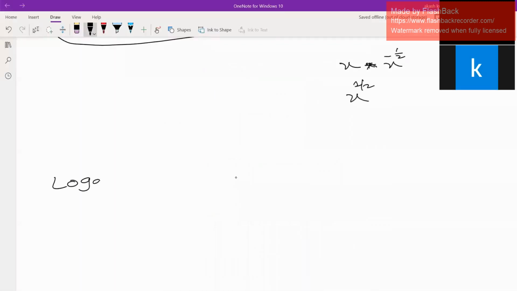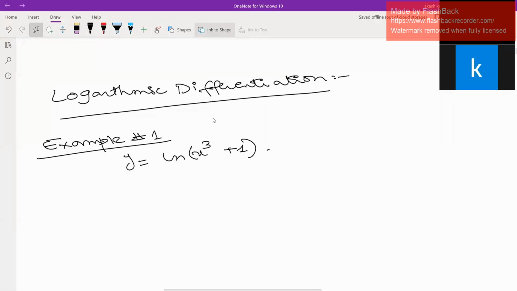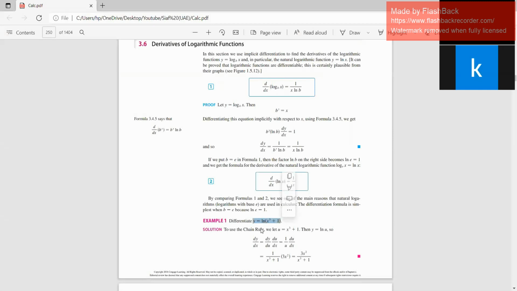Logarithmic differentiation. Example one: we have to differentiate the function y equals to ln of x cubed plus 1. Looking at the function, we come to know that it is a natural logarithm because there is ln, and we know the derivative of ln x. It's 1 over x. So the derivative of ln of x cube plus 1 will be 1 over x cube plus 1, and then by applying the chain rule we take the derivative of the inner function.